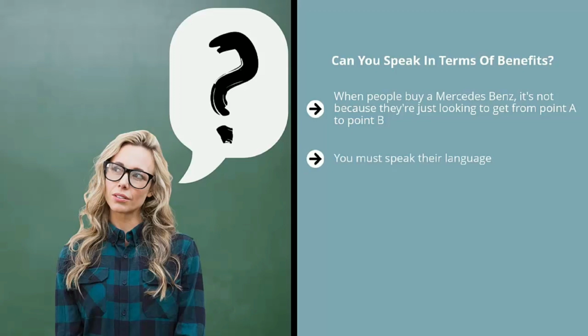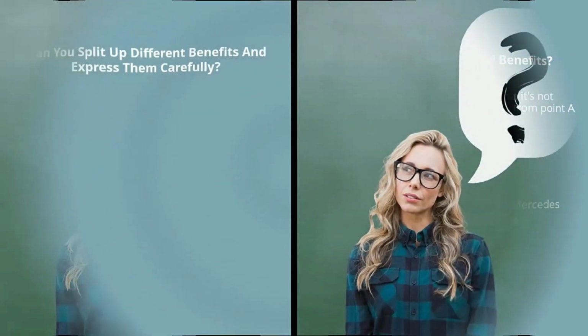What is their reason? They're looking for luxury. They're looking for tangible proof that they can show to other people that they have arrived at a higher social status. That's the whole point of buying a Mercedes-Benz, a Ferrari, a BMW, or a Porsche. You must zero in on that complex of competing needs and speak the language of your prospect.